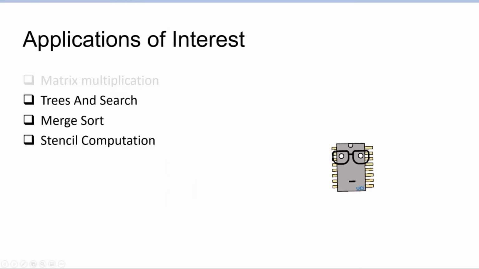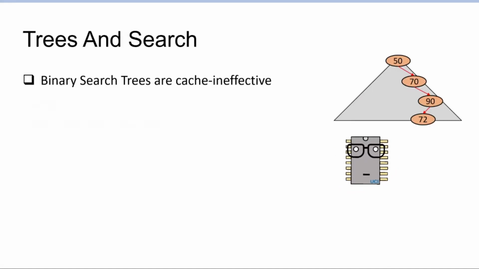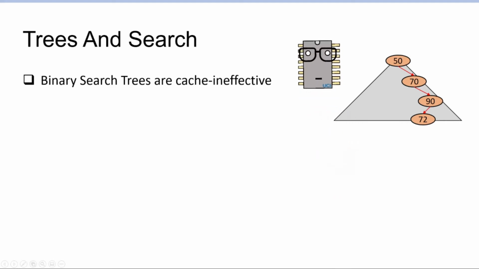So this was matrix multiplication. And the next item in the catalog is trees and search, which is another one of the big basic building blocks of whatever we decide to build. When I first learned this, it was actually very illuminating. So binary search trees are actually quite cache ineffective because of the large cache lines.